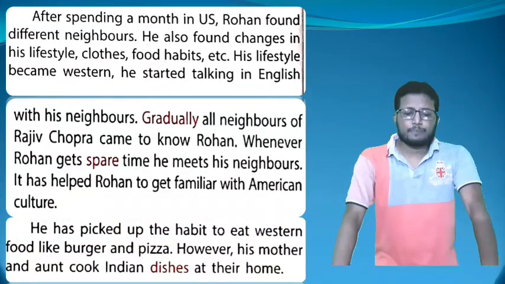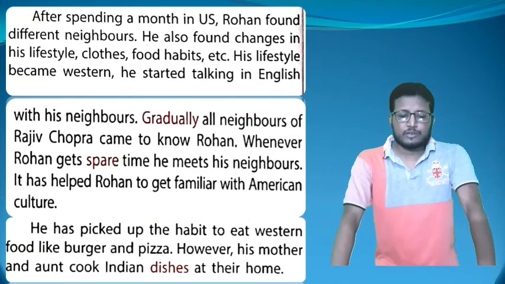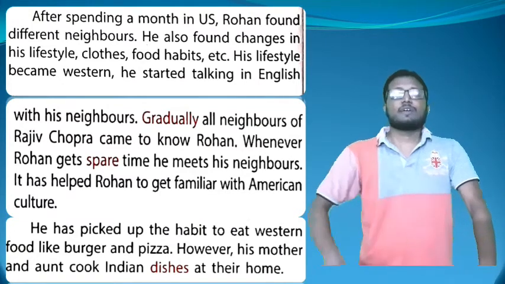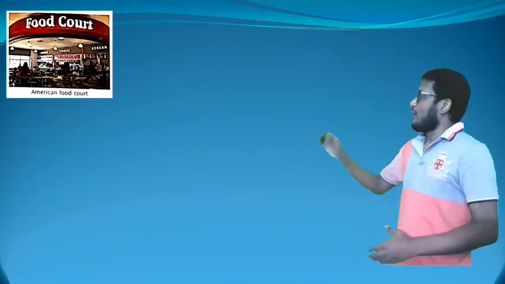He has picked up the habit to eat Western foods like burger and pizza. However, his mother and aunt cook Indian dishes at their home. So as I have said, whenever you go there, you will come to know about their food habits, isn't it? The Western food habits, the pizza, burger, some food items were written there that he has come to know. But we like Indian food as their parents make Indian dishes in their house. Okay, so now we are going to see the difference with the food court.